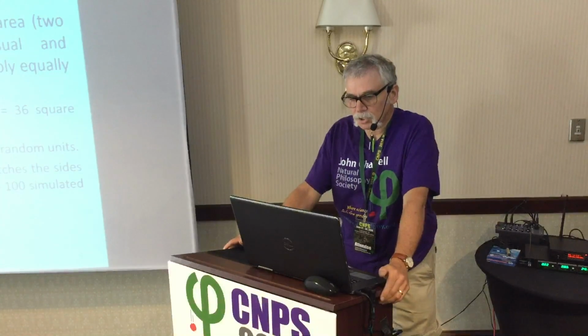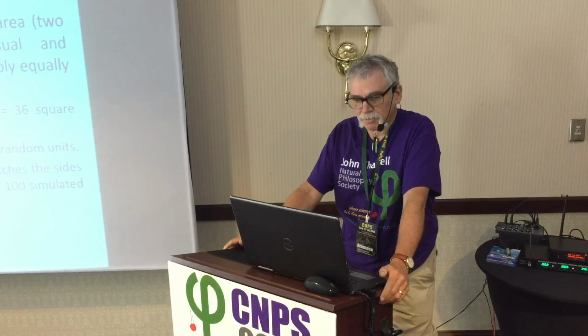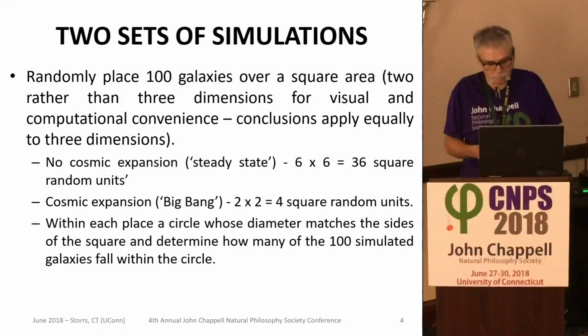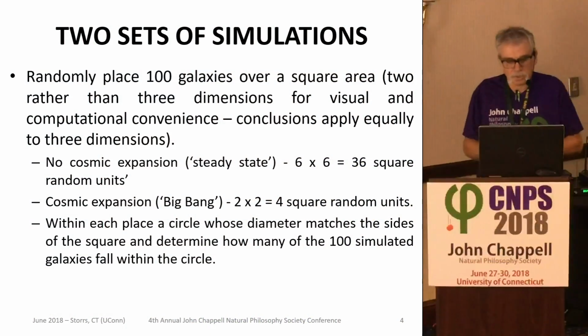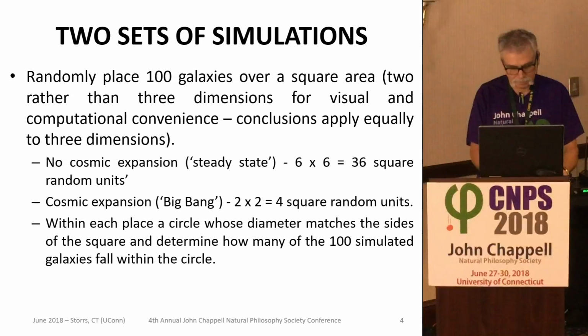Within each, I place a circle whose diameter matches the sides of the square, basically just filling the circle in there, and determine how many of the 100 simulated galaxies fall within the circle.